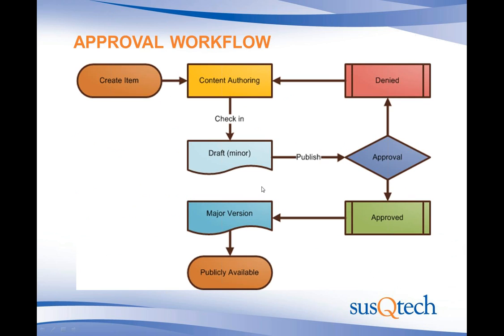So we'll see over here, we create the item, the content author creates it, they check it in as a minor version. Once they're done modifying it, they then publish it. And the approving individual has a choice to make. They can either deny the approval, have the individual, meaning the content author, go back and continue to make changes, and they'll go through this process over and over until they get to the final version that will be approved. Once they get to the approved document, then the approver will approve it. The document will become approved, which creates the major version and is published for everyone to see.